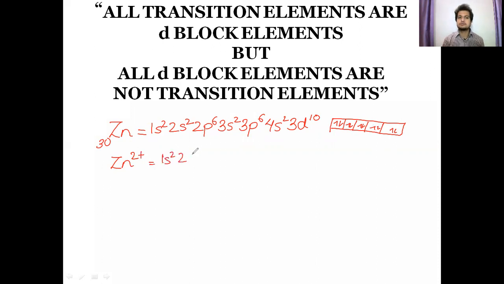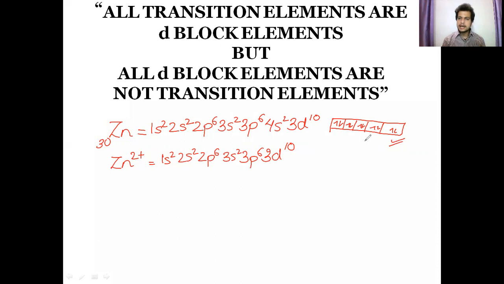So it will be 1s2, 2s2, 2p6. Then it will be 3s2, 3p6. I have to remove from 4s, it is the outermost shell. So 3d10. 4s2 will go out, right? Zn2+. So still it has 3d10, so still the configuration will remain the same.